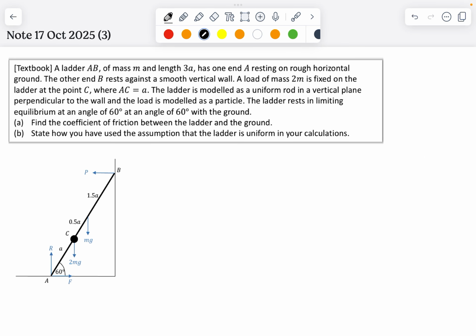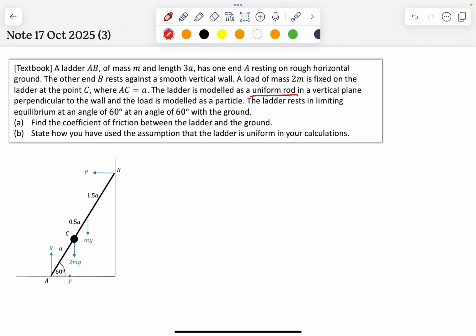Here's the other question we looked at in class. So again, it's a static rigid body. I've got a ladder standing against the wall. We've got the mass, its length is 3a. One end is against a smooth wall, the other against the floor. It's got a load of mass 2m fixed at point C. It's a uniform rod. Remember that tells us basically that the mass is at the center.